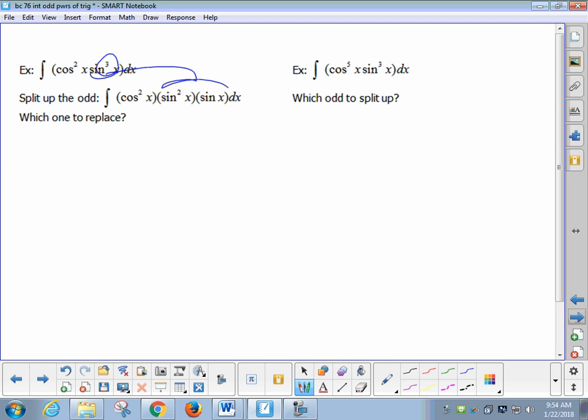Now then, we really have two candidates for identities. Should we replace the cosine squared or the sine squared? Why would we replace the sine? Yeah, sine is your du, so that means u needs to be cosine stuff. So all else should be in cosine terms. So we're going to leave the first cosine squared and replace the sine squared with 1 minus cosine squared.